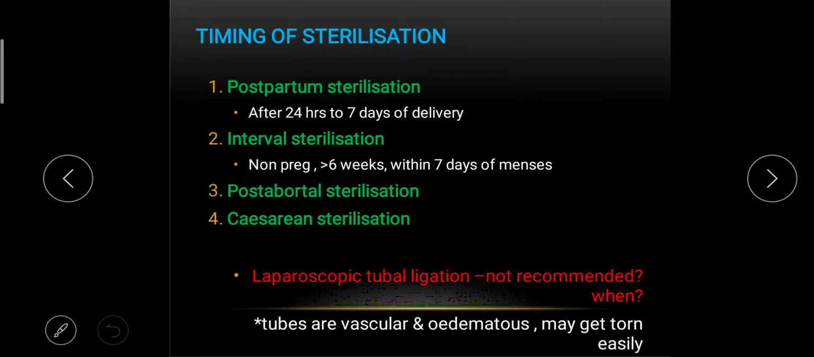Next is interval sterilization. Interval sterilization means a non-pregnancy state, below 6 weeks, within 7 days of menses. Next one is post-abortion sterilization. If a miscarriage happens and afterwards they go for the tubectomy procedure, that is called post-abortional sterilization. Next one is cesarean sterilization. If they undergo the tubectomy during the cesarean section, that is called cesarean sterilization.